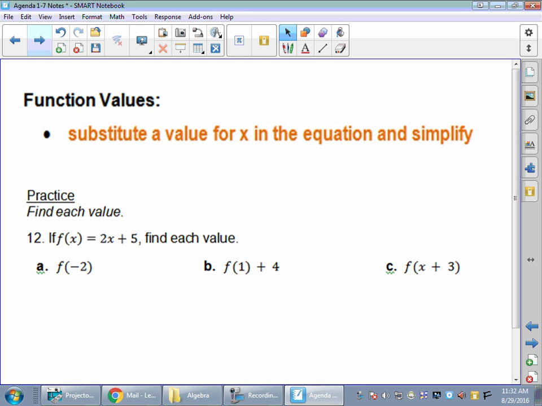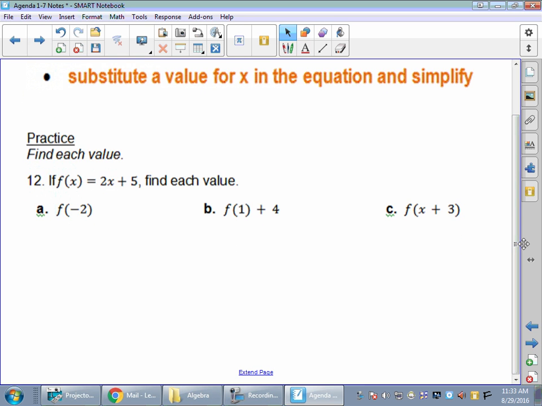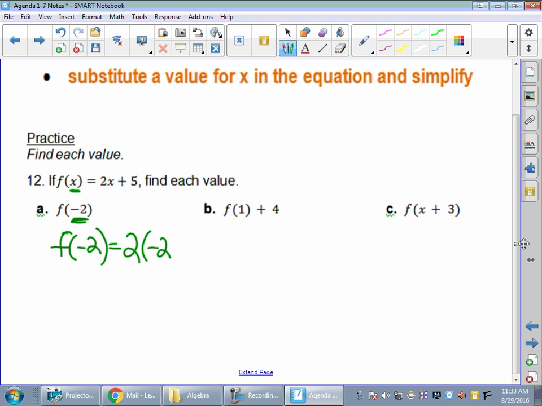So down here in practice number 12, it says to find each value. If f of x is equal to 2x plus 5, find each value. So A, I say find f of -2. Well, we're just going to do that. We're just going to put a -2 in. Since this x is inside the parentheses, we're going to replace it with the -2. So I'm going to do f of -2 equals 2 times -2 instead of the x. Substitute that. Do the math. Multiply before I add, so -4 plus 5. So f of -2 is equal to 1.